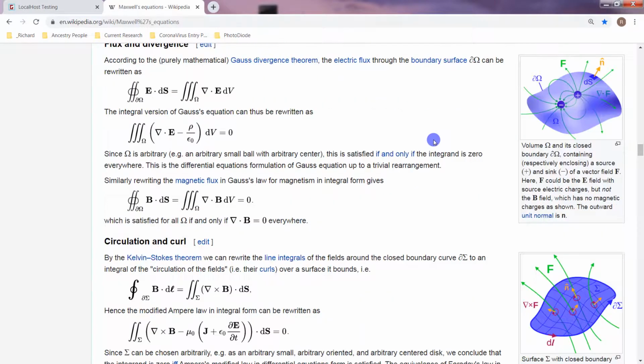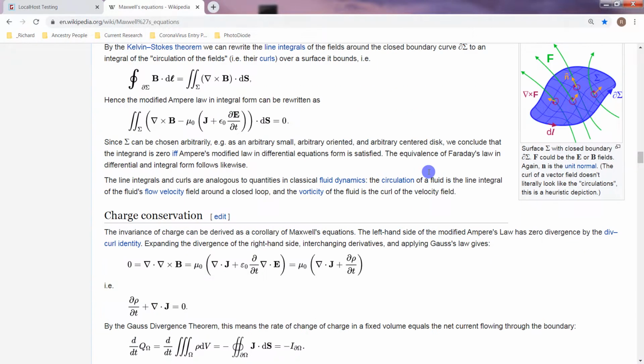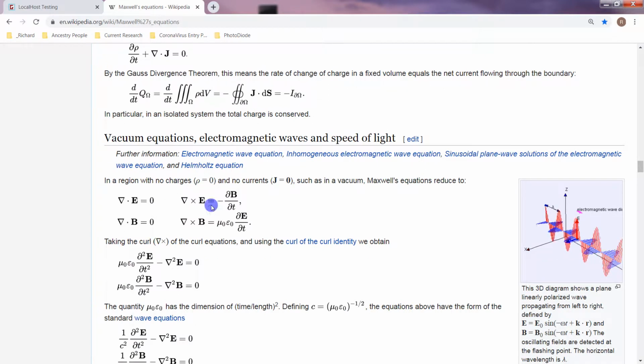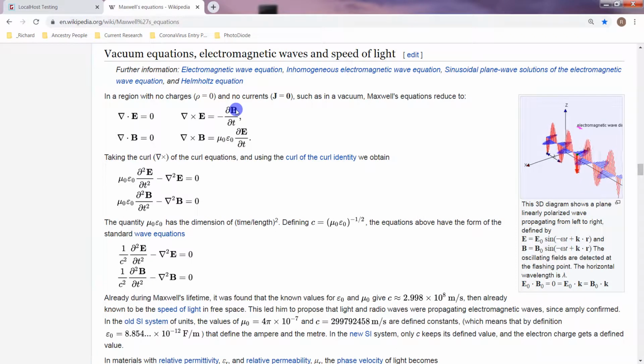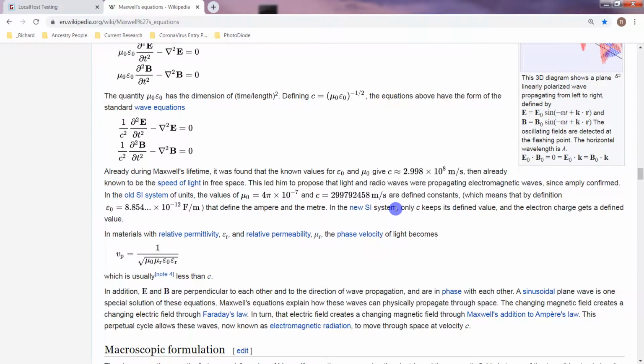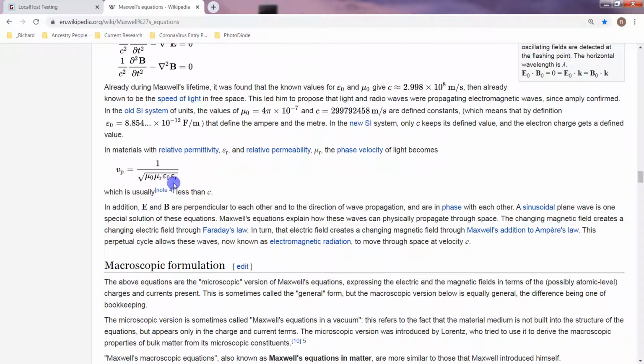Anyway, per meter, volts per meter per meter, Tesla per second. A Tesla is a Weber per meter squared. So a Weber per second is a volt.